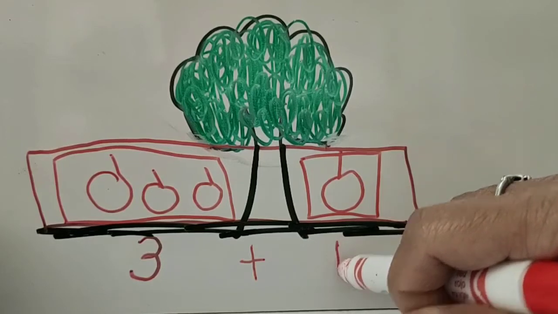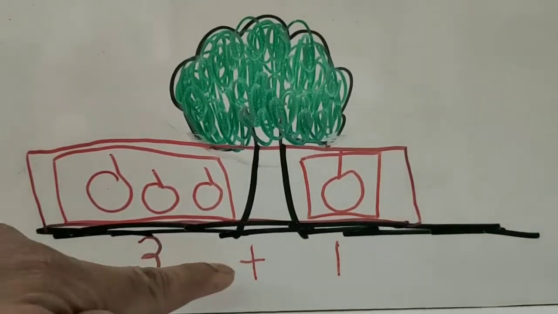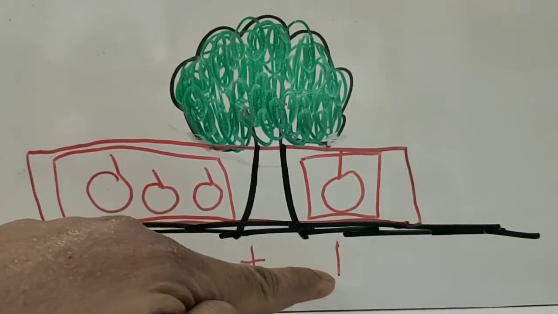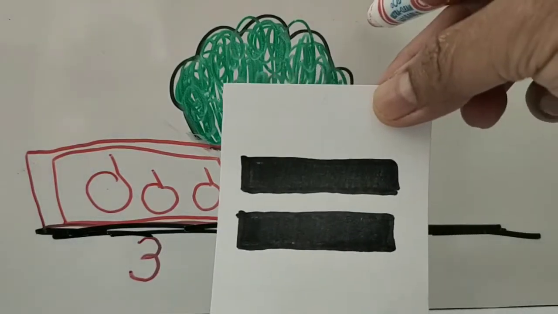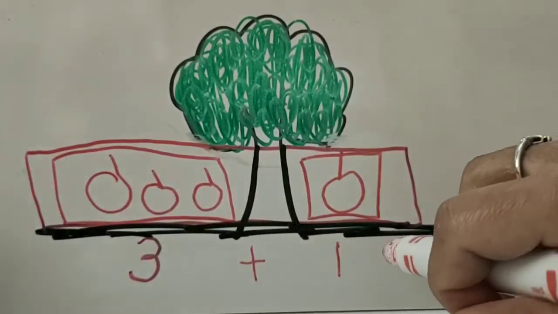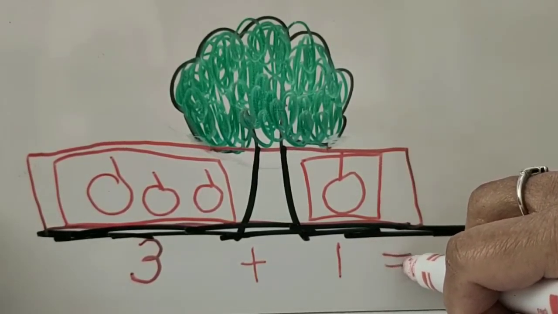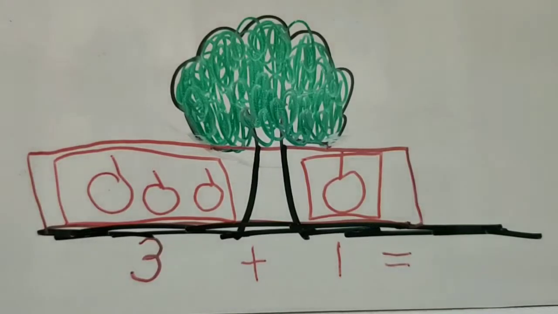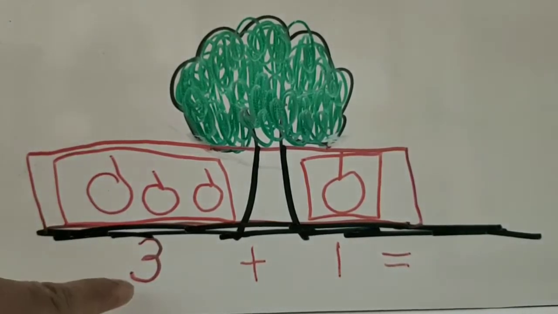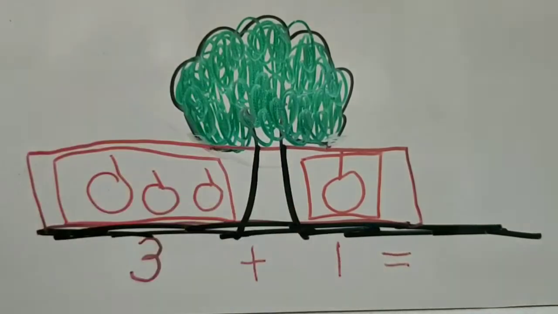Top to bottom, then I'm done. I just wrote the number 1. Very good. So 3 plus 1. Do you remember this sign? Equals. Let's write equals right here. Just 2 lines like that. Woo! I'm so excited. 3 plus 1 equals how many apples?